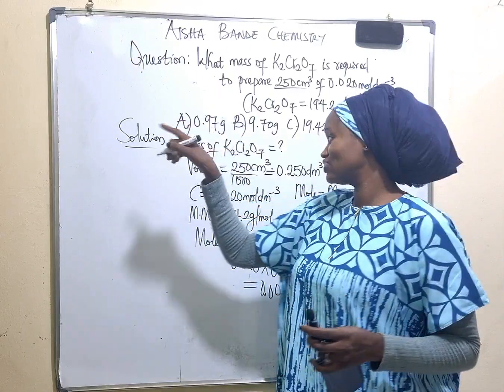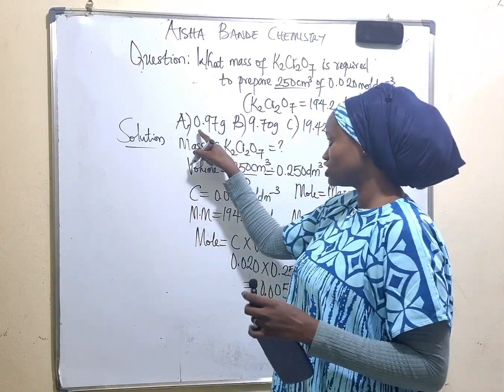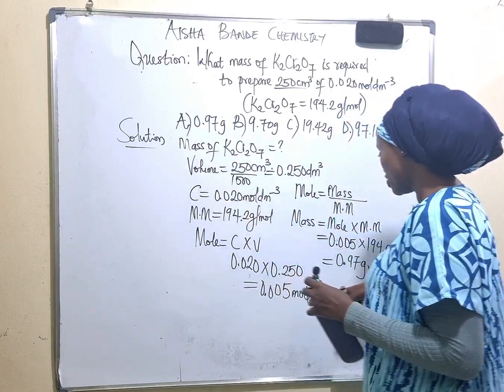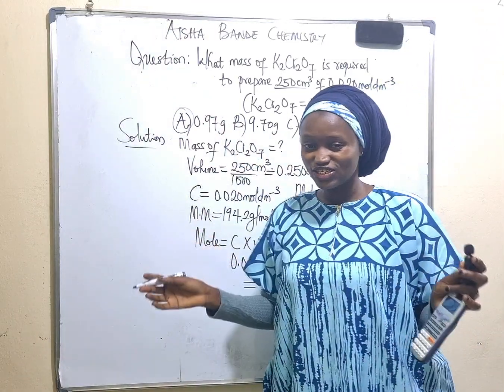Initially, I wrote the option as 0.79, but when I checked through the question again, the first option is actually 0.79, and that's what we have here as the final answer. So 0.79, option A. It's so easy, right?